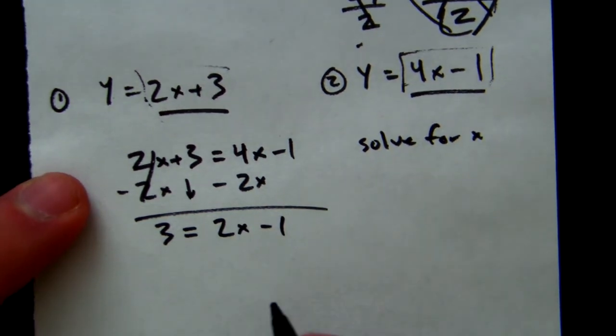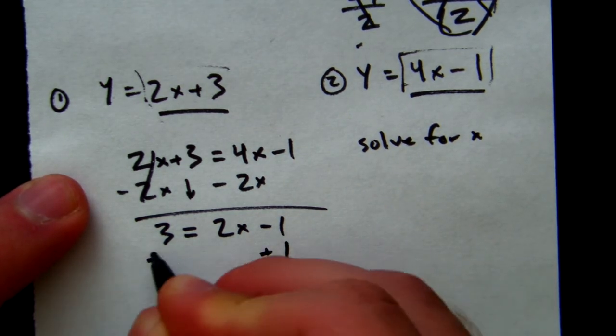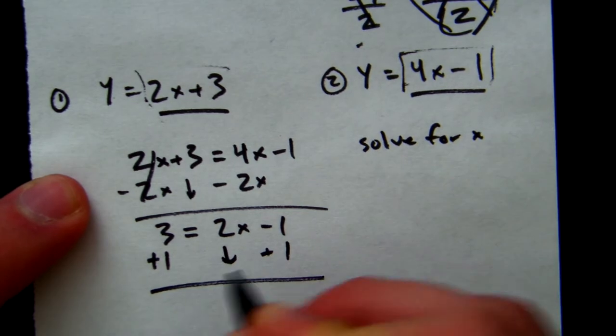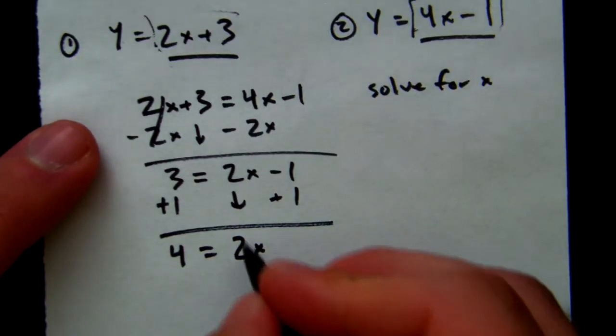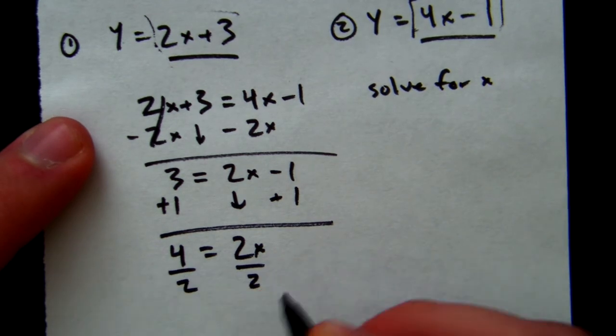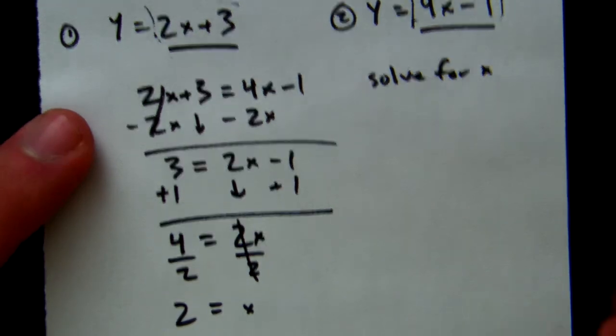Now we get all the terms without the variable to the other side. So I'm going to add 1 here. Whatever I do to one side, I got to do to the other. 3 plus 1 is 4 equals 2x. To get x by itself, we divide by 2, just like that. X equals 4 divided by 2 is 2.